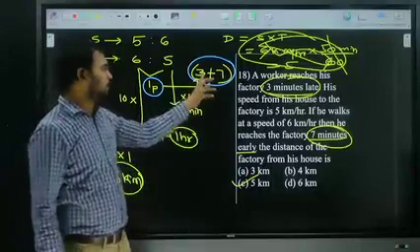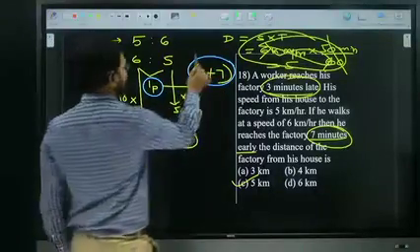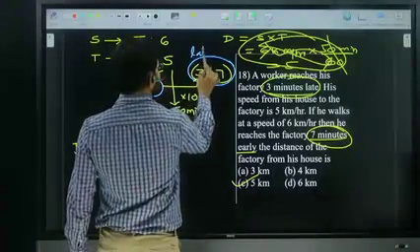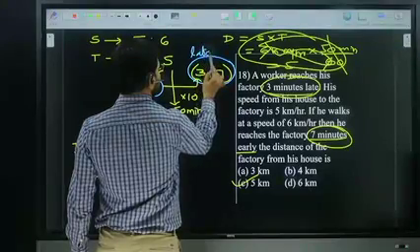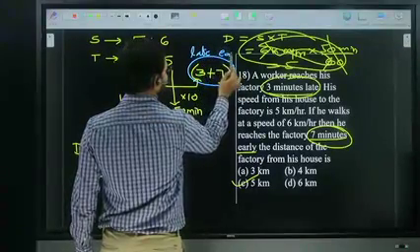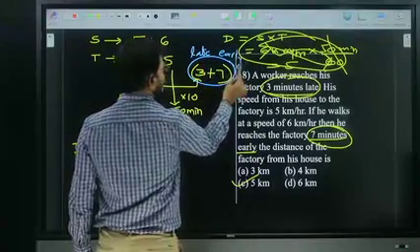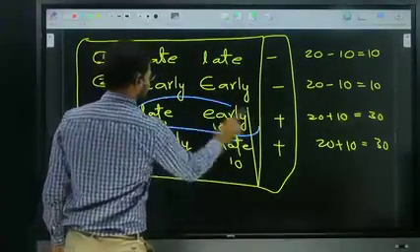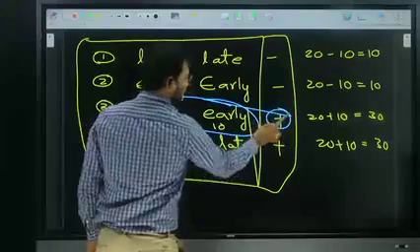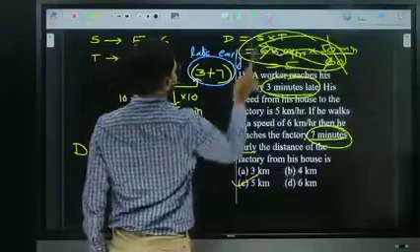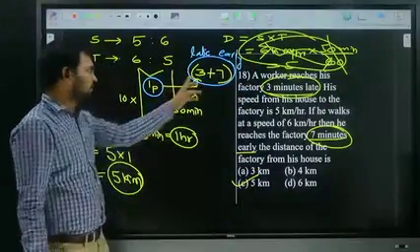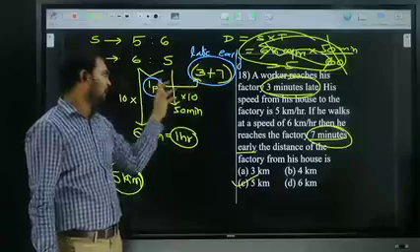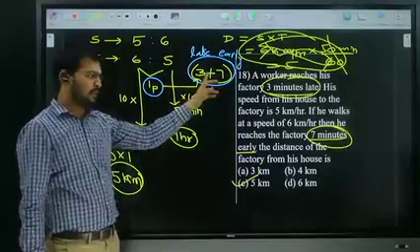3 minutes late to 7 minutes early. I already told you, in the case of late to early, we are going to take plus. I already explained, late to early is plus. So the one-part difference is nothing but 3 plus 7, 10 minutes. One part is nothing but 10 minutes.